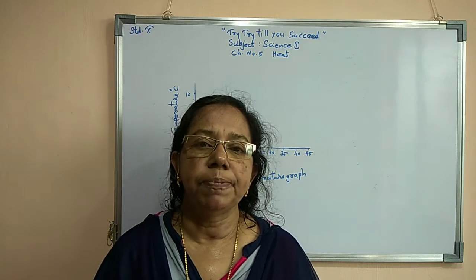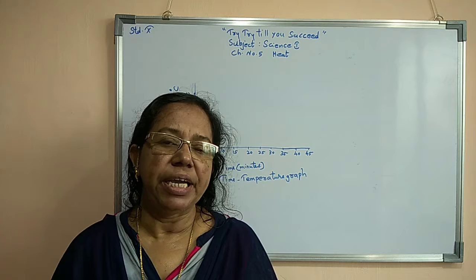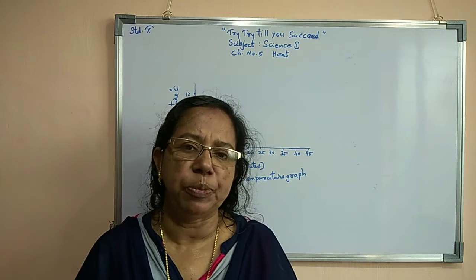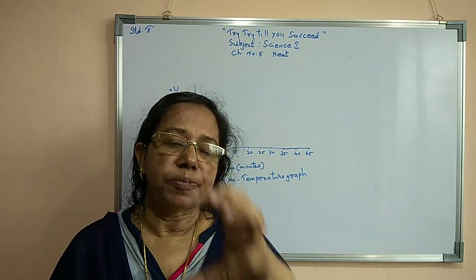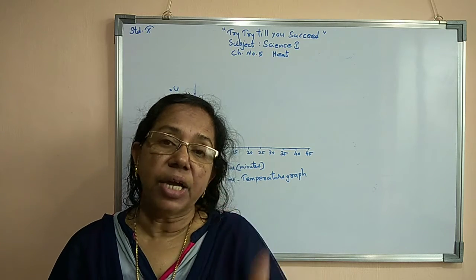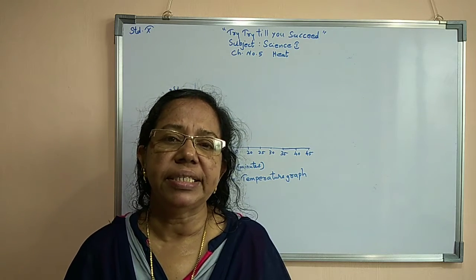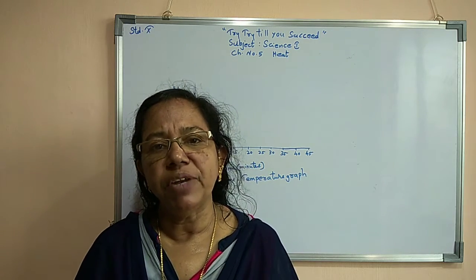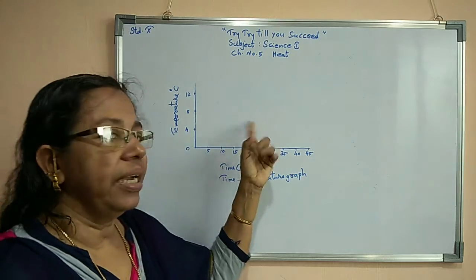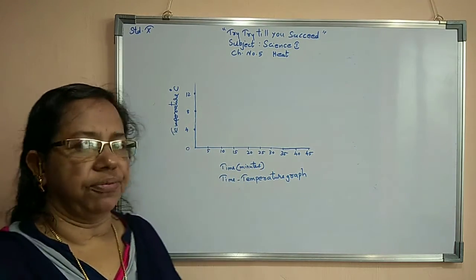Now we will study the Hobbs apparatus explained. That means, which experiment did the Hobbs apparatus show? The Hobbs apparatus showed us the anomalous behavior of water. Now that anomalous behavior shown by the Hobbs apparatus, we can explain once again with the help of a graph. This is a time-temperature graph.